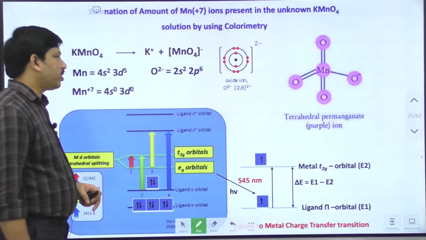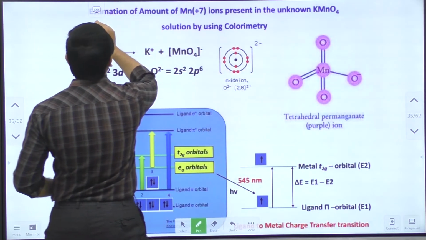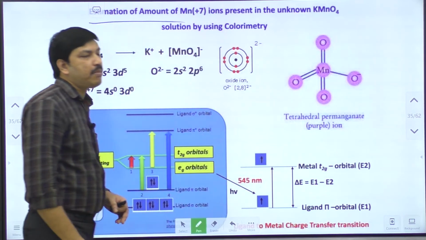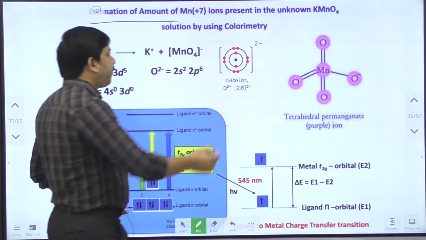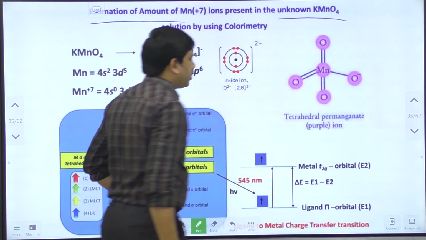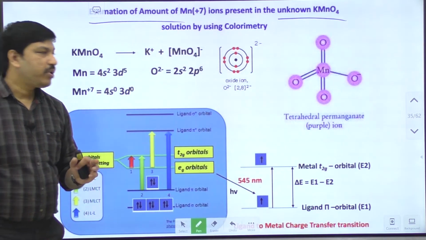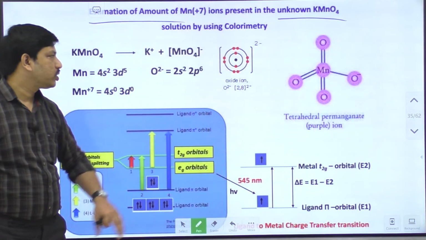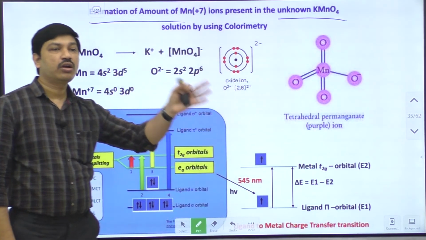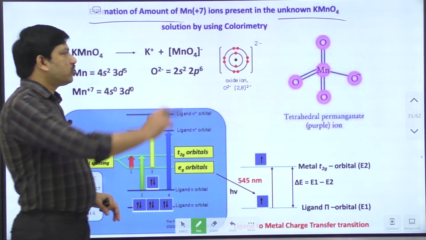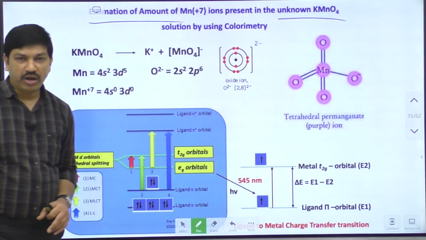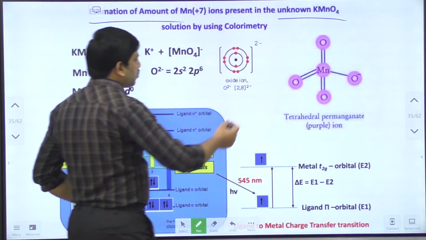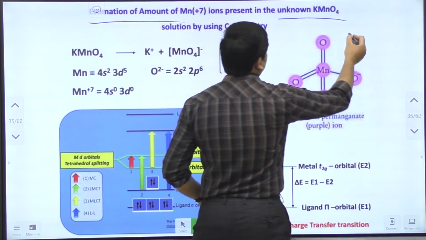So let us see the example. Our example is the estimation of the amount of manganese +7 present in an unknown potassium permanganate solution. Potassium permanganate solution is one of the colored solutions, dark pink in color. If you want to know the concentration of potassium permanganate, generally you can go for colorimetric titration. So what is the permanganate solution?